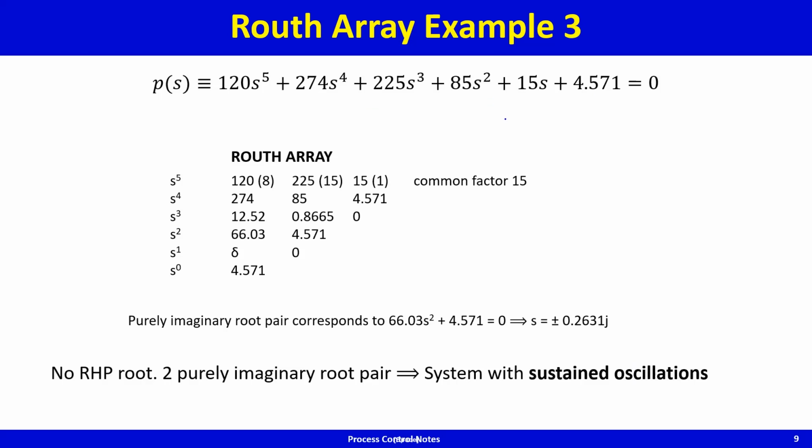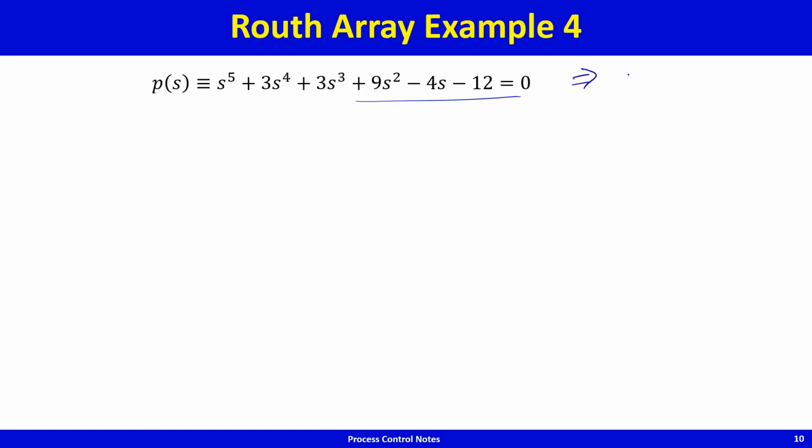Oh, let's see, where are we now? Example 4. So this is guaranteed to be unstable. You can just close your eyes and say this is guaranteed to be unstable. This is unstable.